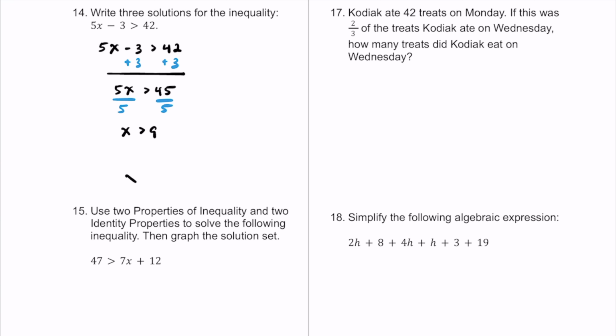So x could equal 10. We could also say that x could equal 15. And we could also say something like x is equal to 20. So these would be 3 solutions, but as long as you chose anything that is greater than 9, you would have been fine.